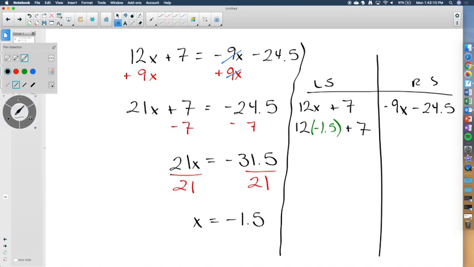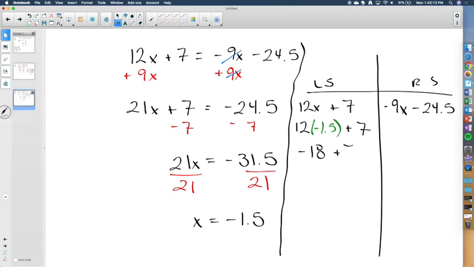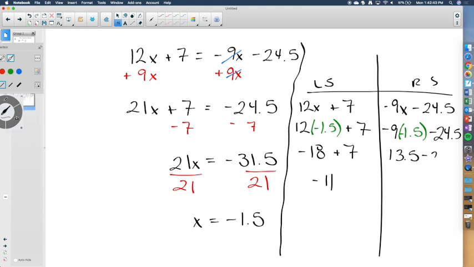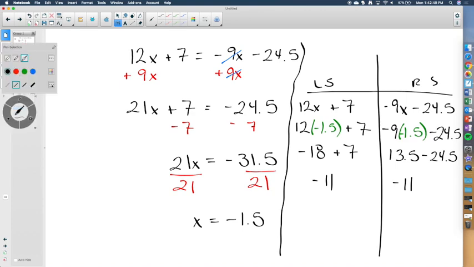12 times negative 1.5 is going to give me negative 18, and negative 18 plus 7 is negative 11. Negative 9, and instead of x, I'm going to fill in the negative 1.5, and then subtract the 24.5 after. Sorry, this was supposed to be a negative 1.5. See, this is where you catch all your mistakes. Negative times negative is positive. 9 times 1.5 is 13.5, and when we subtract 24.5 from 13.5, we have negative 11, giving us the same value on both sides of the equal sign.